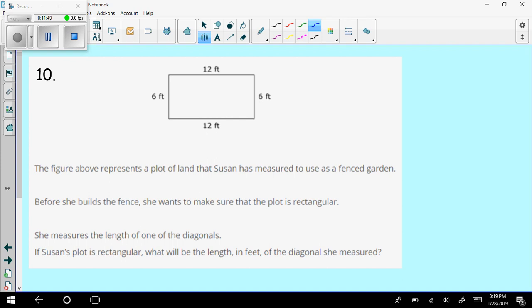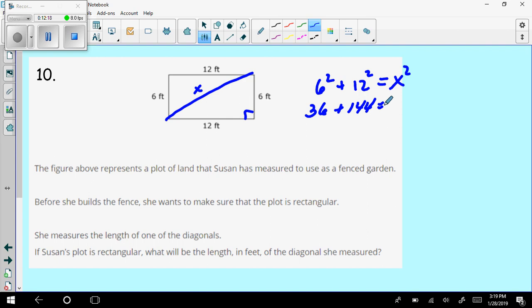We want to find out the length of one of the diagonals. So a diagonal connects a corner to a corner. A right triangle, we could call this X. In a right triangle, we know that one leg squared, so 6 squared, plus another leg, 12 squared, equals the hypotenuse squared. So 36 plus 144 equals X squared. 180 equals X squared. X is going to be the square root of 180.